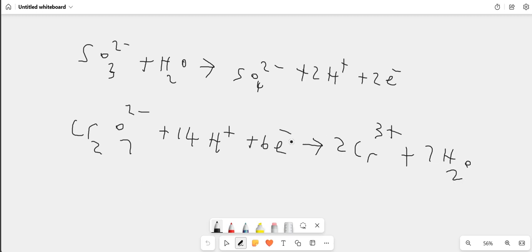Now I need to balance the electrons. I've got 6 electrons here, I've got 2 electrons here. So I need to times the whole top line by 3. To make it balanced, I'll have 3SO2 minus plus 3H2O. See how I moved the little plus there? 3 here, and then 6 there, and then 6 here, because 3 times 2.